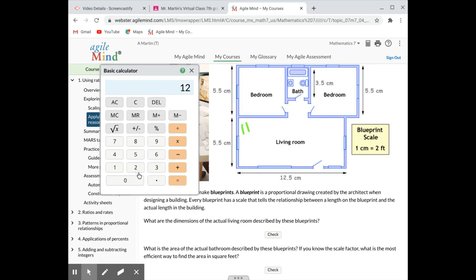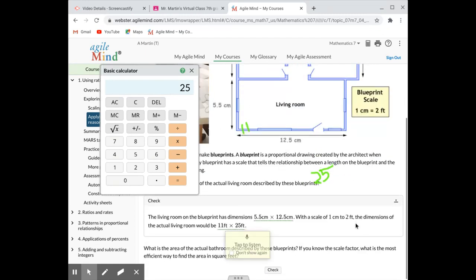12.5 times 2. You are 100% correct. And what is 12.5 times 2 equal? 25. All right, so we're going to check and see if our answer is correct. All right, so let's look.